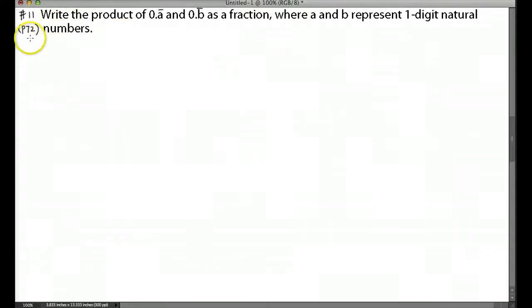So number 11 on page 72, it's a question in the C section. Write the product of 0.A repeating, where A is a one-digit natural number, as well as 0.B repeating. So both numbers are 0 point something, for example 0.5 repeating, 0.6 repeating. So it could be 0.5555 forever, or 0.666 forever. The question asks to write the product of these two as a fraction, right?